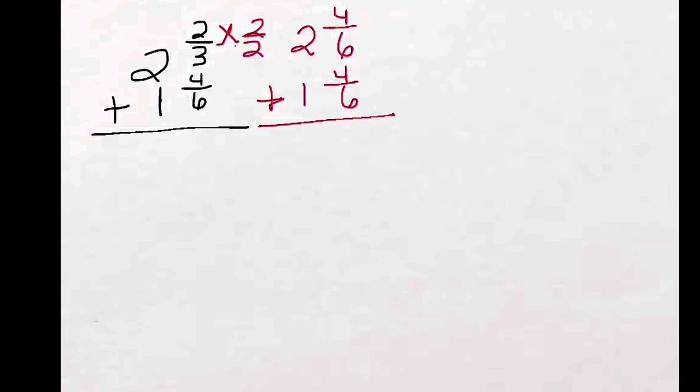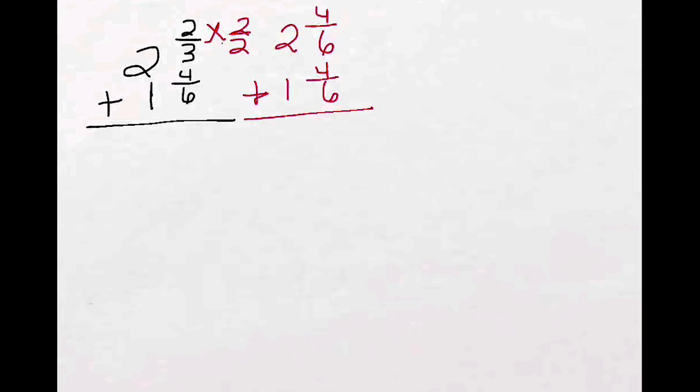Then multiply the top by 2, and we have 2 4/6 plus 1 4/6. Okay, we can go ahead and do the math here. We have 4 plus 4 is 8/6, and 2 plus 1 is 3. We can see when we look at the number here, 3 8/6.